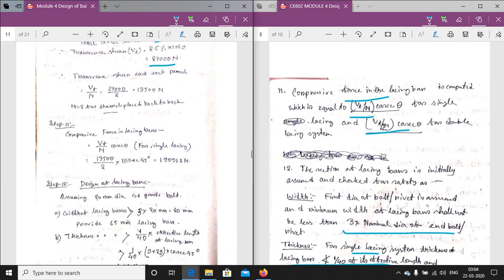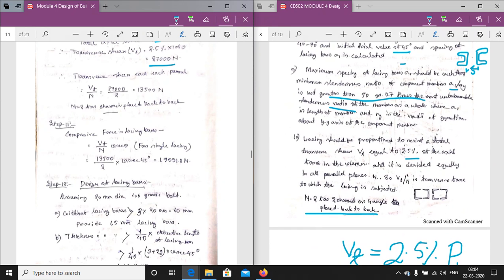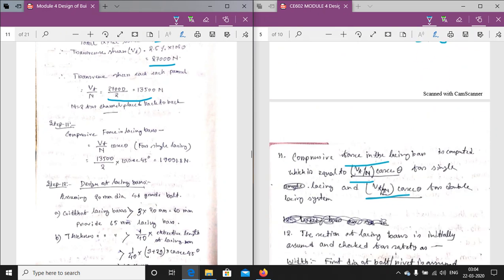Vt by N, as specified here. The transverse shear force in each panel is the transverse shear force to which the lacing is subjected. So each lacing will be subjected to a transverse shear force Vt by N. So Vt by N will be equal to 27,000 by 2, which is 13,500.